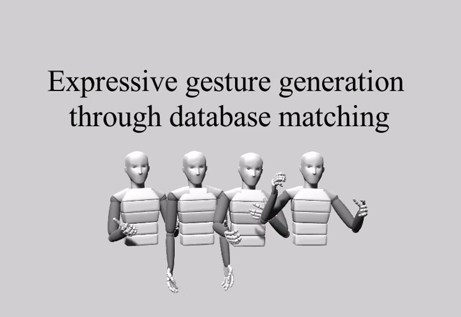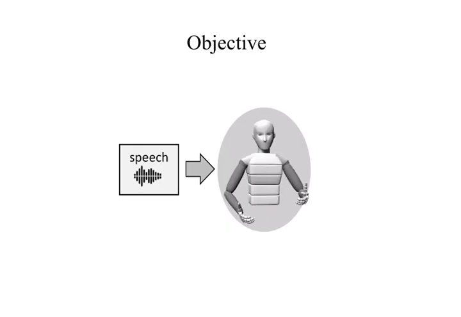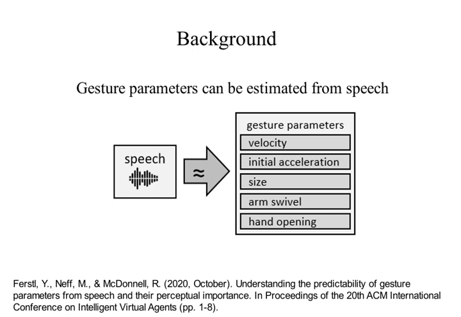We present our work on expressive gesture generation through database matching. Our objective is to automatically produce gesture motion, based only on speech audio. We draw from previous research that showed how certain gesture descriptors can be predicted from the speech signal, as well as having a perceptual impact on how well the gesture matches the speech.